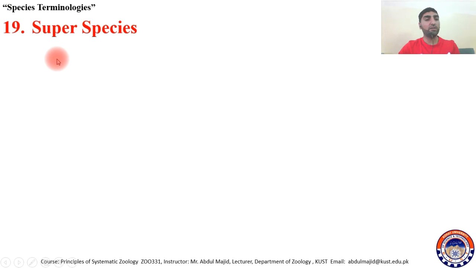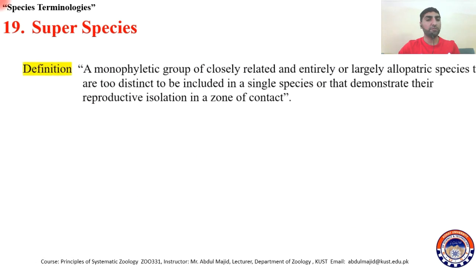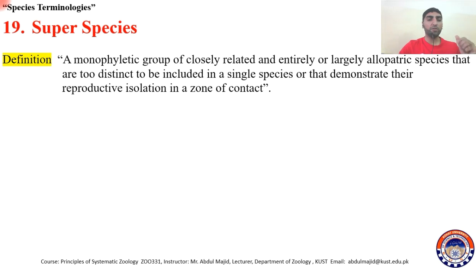Now another is the superspecies. So what is a superspecies? A superspecies is a monophyletic group of closely related and entirely or largely allopatric species that are too distinct to be included in a single species, or that demonstrate their reproductive isolation in a zone of contact. So a superspecies is a monophyletic group. Monophyletic means that they belong to the same parents.